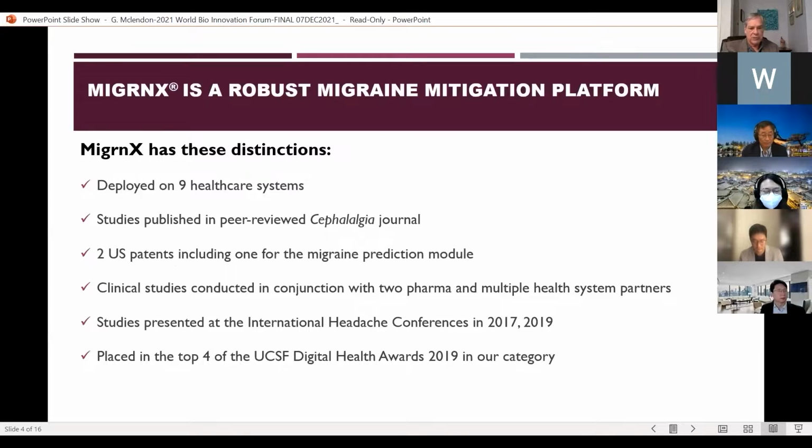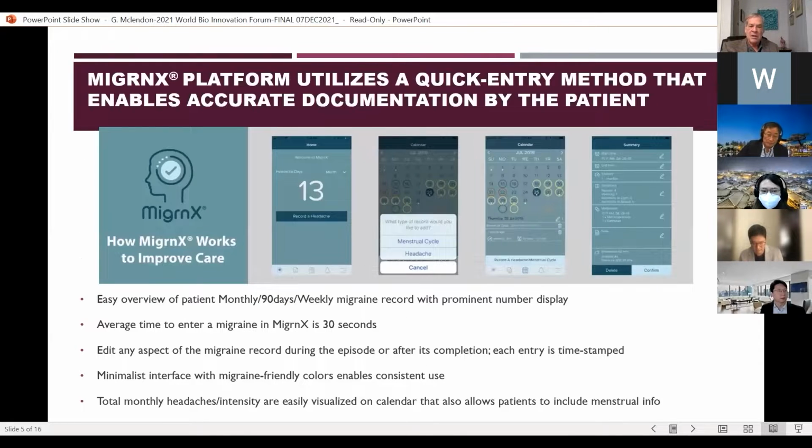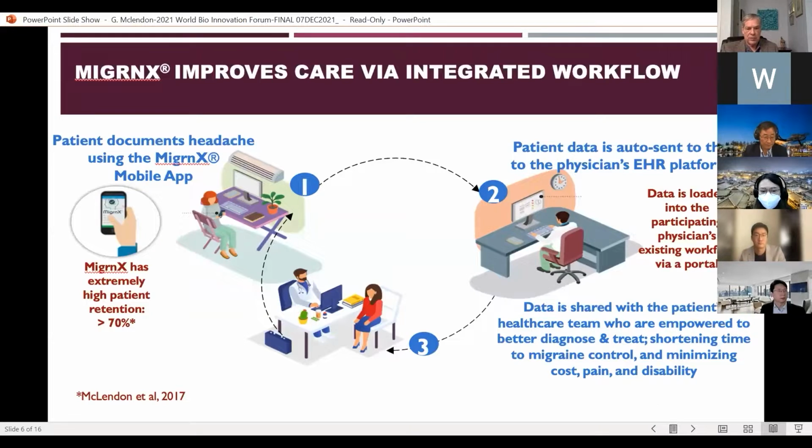It's deployed a bunch of places. There's multiple patents that associate with it. It's won international awards. But basically, the idea is really simple. You're having a headache, you pull up the app, you touch it once, it notes that you're getting a headache, you tell it what your symptoms are and what medication you're taking. That all takes about 12 seconds. And because it takes essentially no time, patients turn out to be very compliant with this.